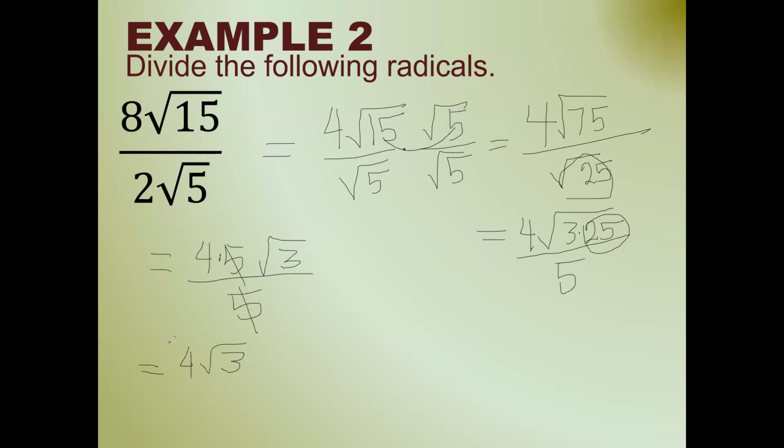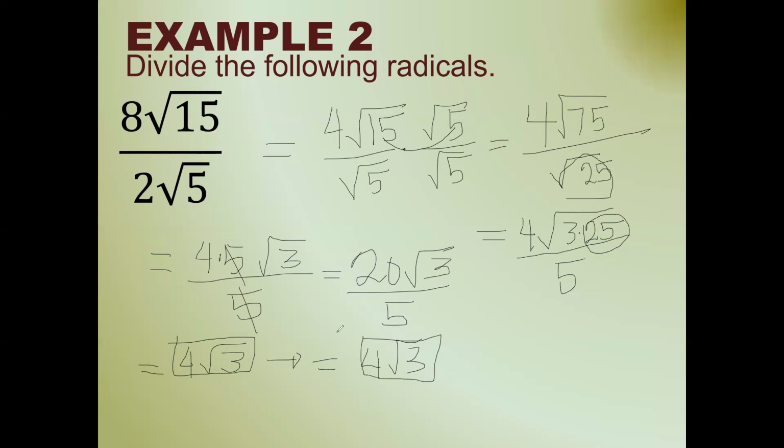Ang final answer natin. Or you can also multiply directly. Baka pwede nyo i-multiply directly. 20 square root of 3 all over 5. And now divide 20 by 5. So that is 4. 20 divided by 5 is 4. Square root of 3. So the same pa rin yan. Yan, the same silang dalawa. Final answer natin is 4 square root of 3.